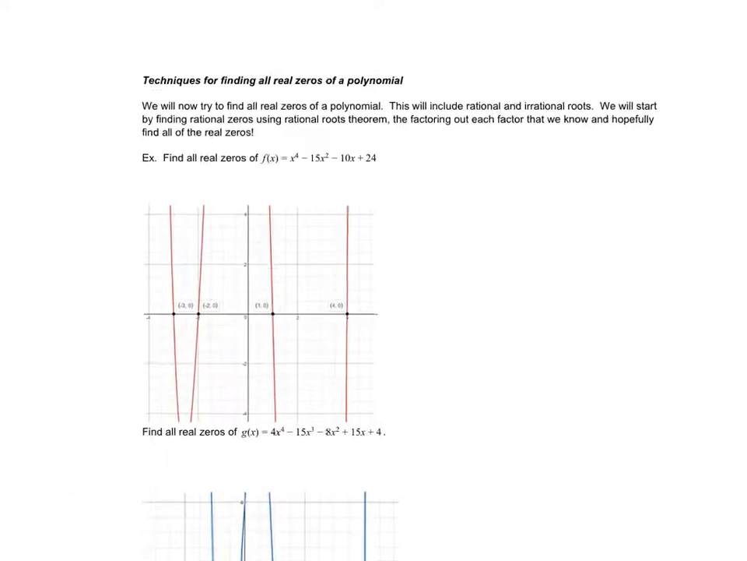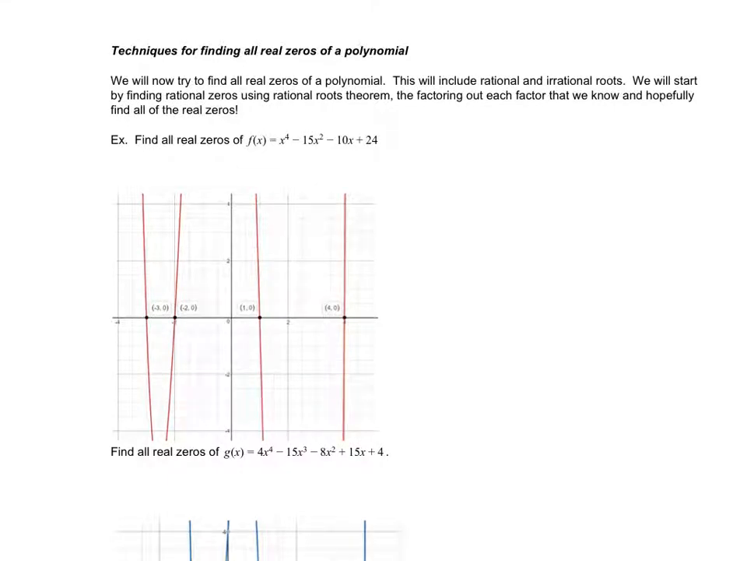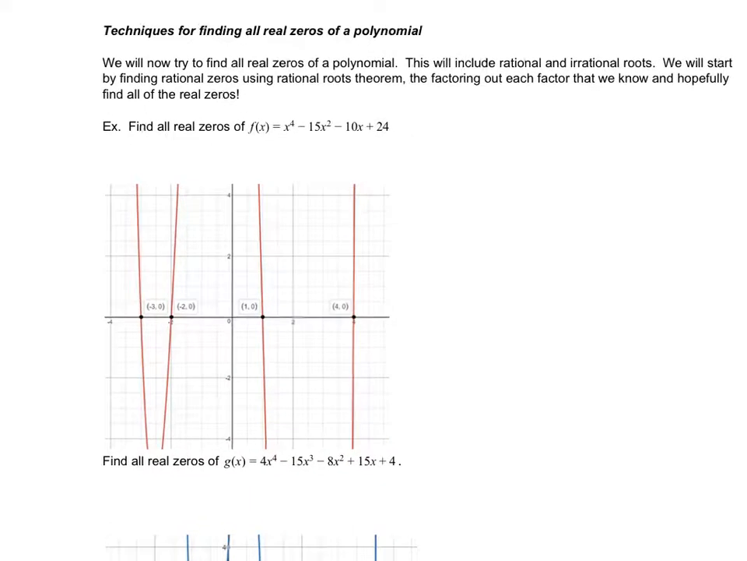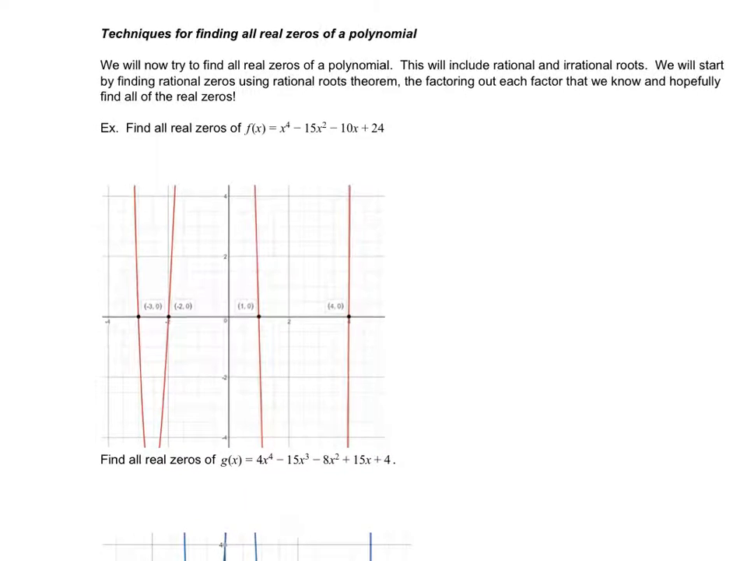So now we're going to try to find all of the real zeros. This is going to include rational and irrational roots, so something that may involve i. If we don't have all real zeros, we may have to use the quadratic formula. We're going to start by finding all of the rational zeros using the rational roots theorem, and then we can continue from there to find all of the real zeros.